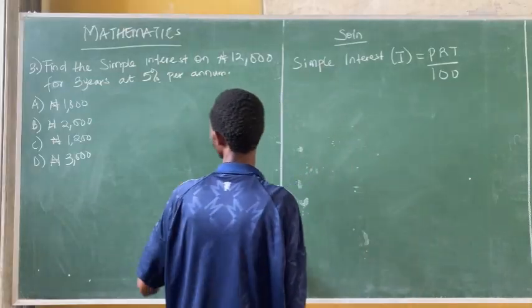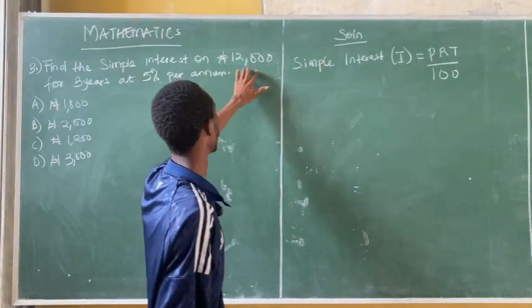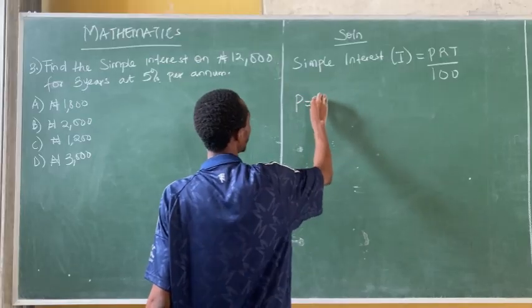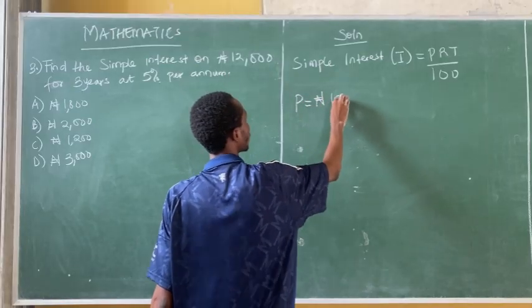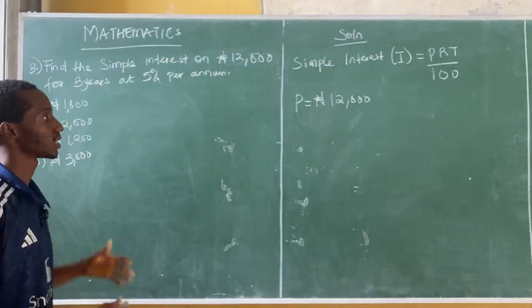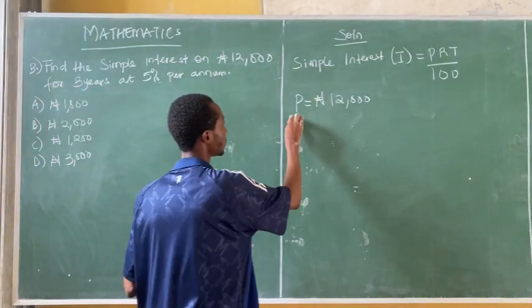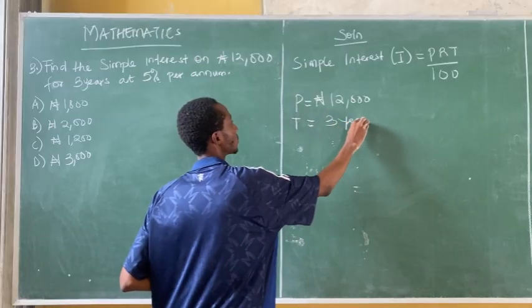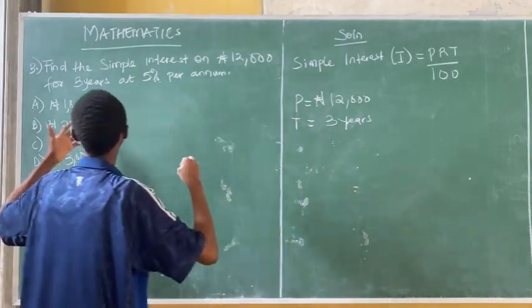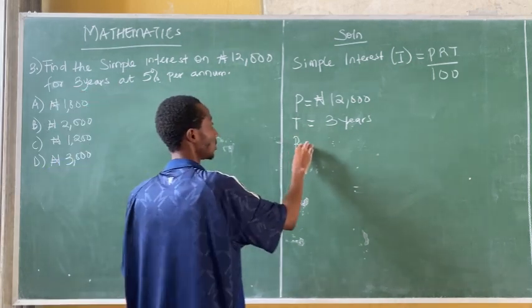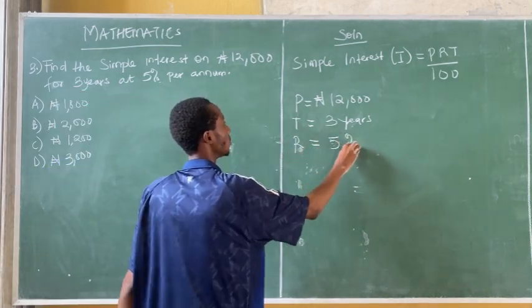So from the question, they gave us the principal amount to be 12,000 naira. So we have P, the principal, to be 12,000 naira. They say for 3 years. So we have time to be 3 years. The next we have here is at 5%. So they give us rate is equal to 5%.